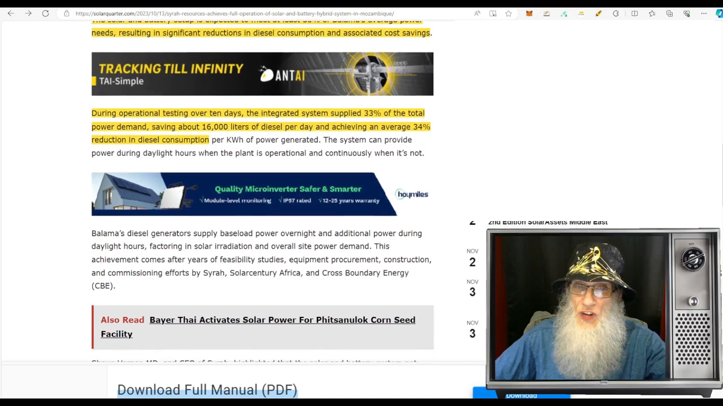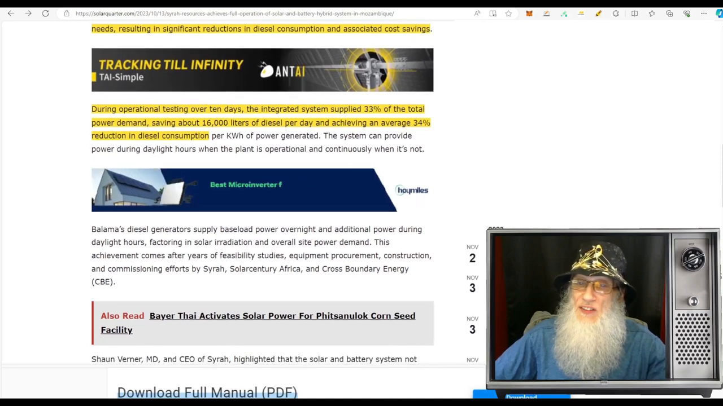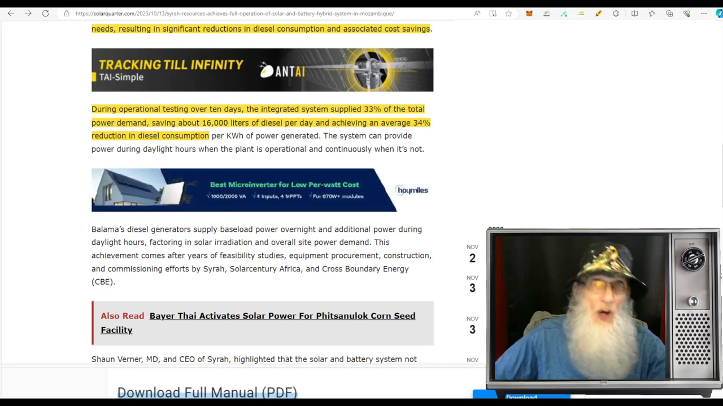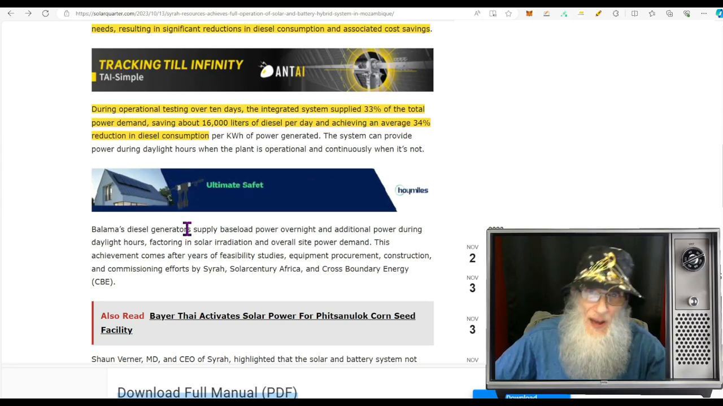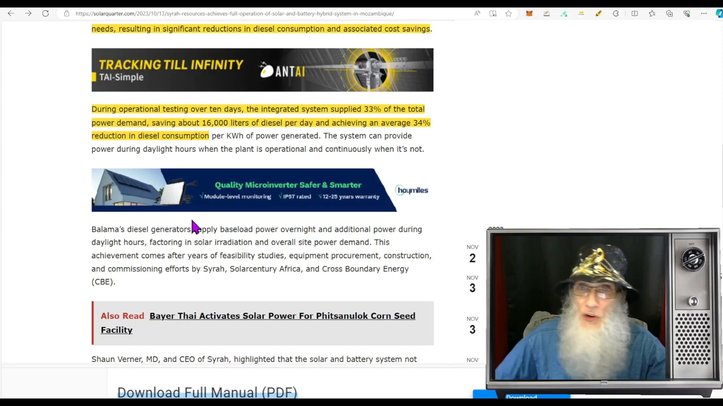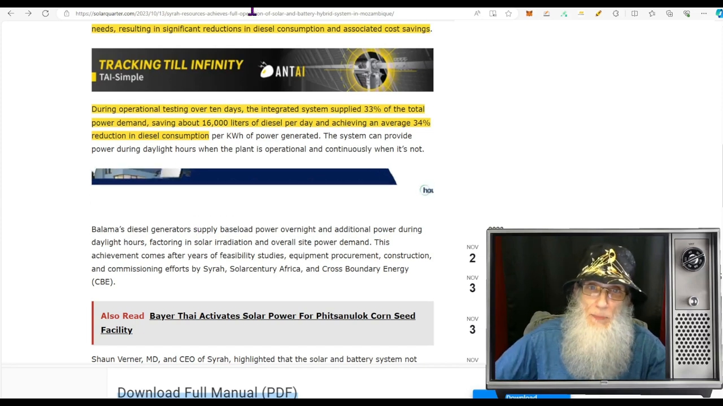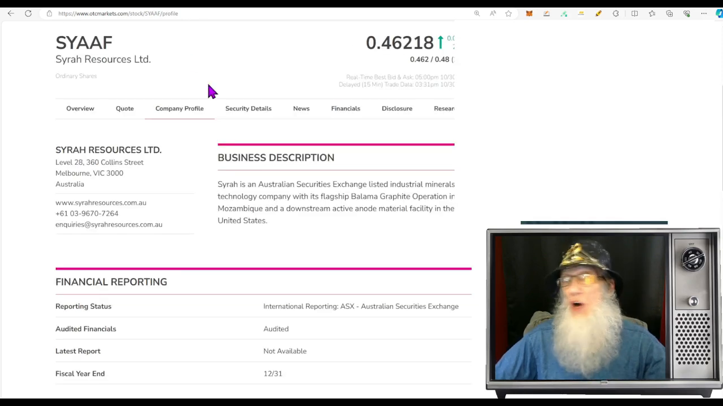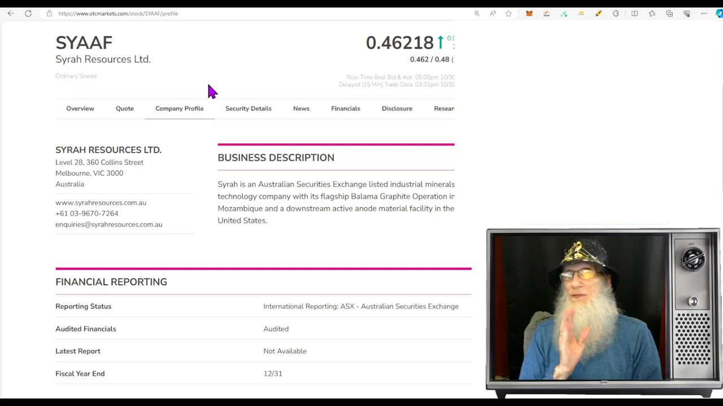During operational testing over 10 days, the integrated system supplied 33% of the total power demand, saving about 16,000 liters of diesel per day and achieving an average of 34% reduction in diesel consumption. So they're getting greener, and they're saving money. We see that they've got customers like Tesla, and I was looking around to see if I could find information about what this company has, and I couldn't see any other customers everywhere I looked, but I'm sure they must have more customers. And if they don't, they're going to soon.